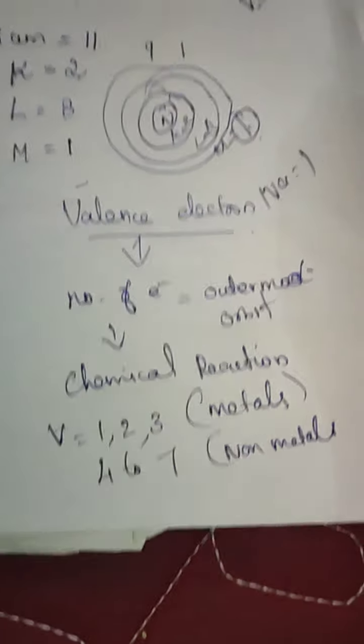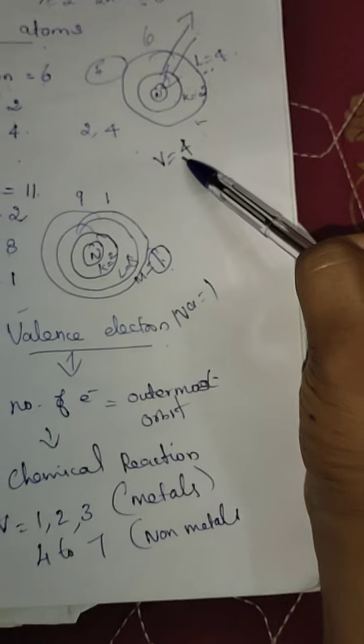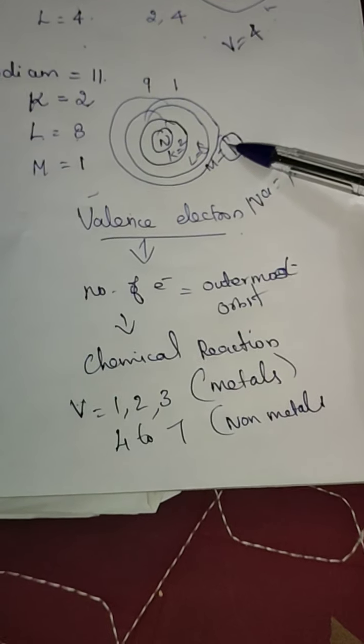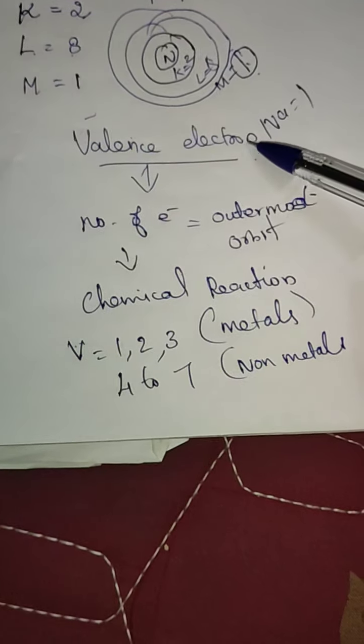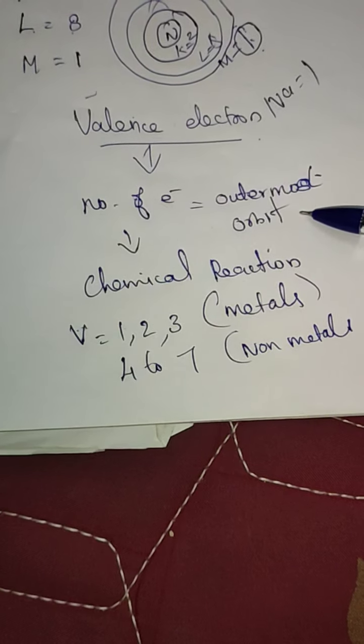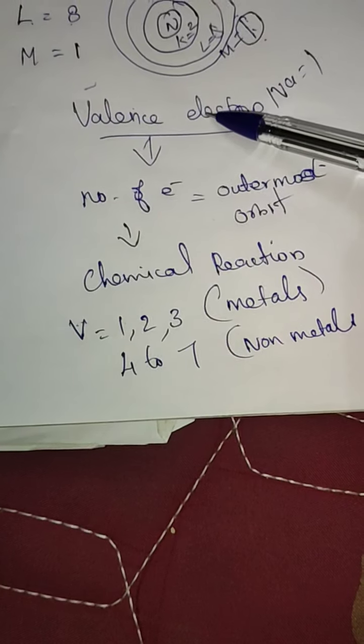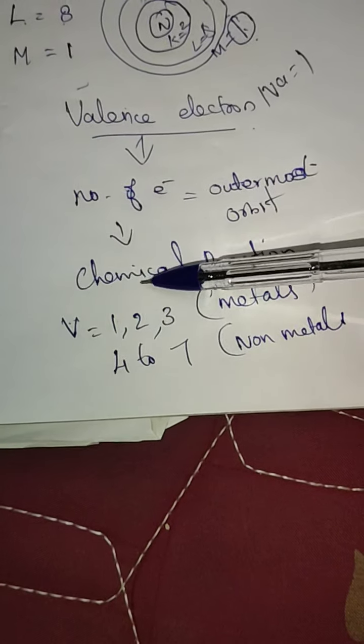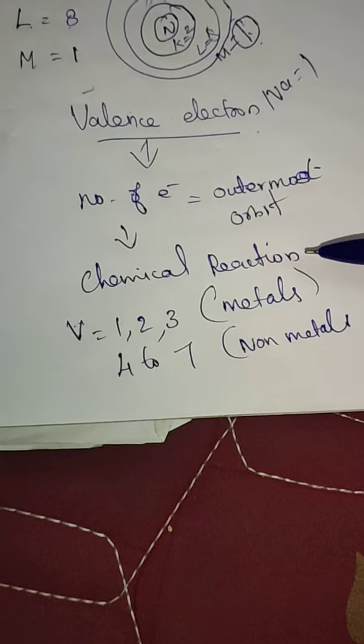For example, here the outermost orbit contains 4, so valency is 4. Here the outermost orbit contains 1, so valency is 1. What is the valency? It takes part in chemical reactions. So the number of electrons present in the outermost orbit is called valency or valence electrons. These valence electrons play an important role in chemical reactions.